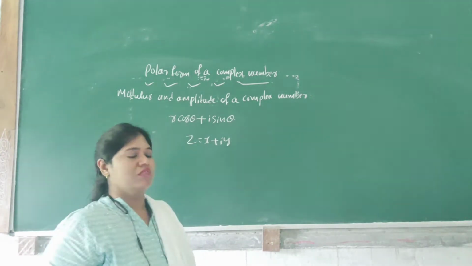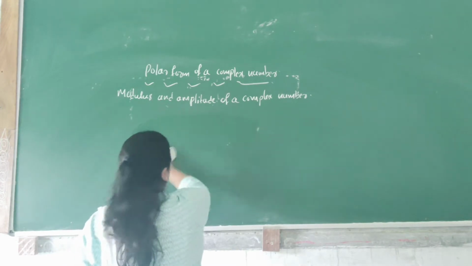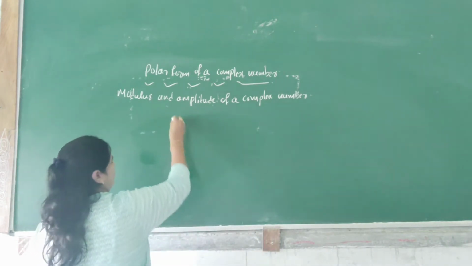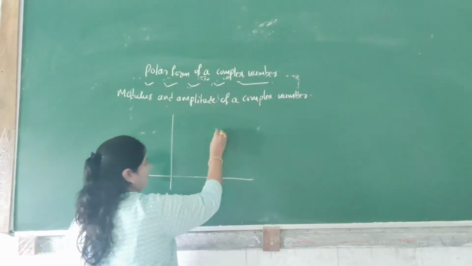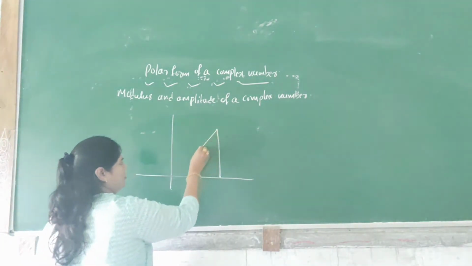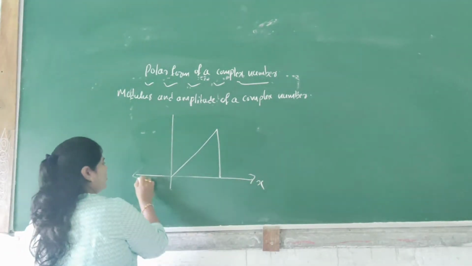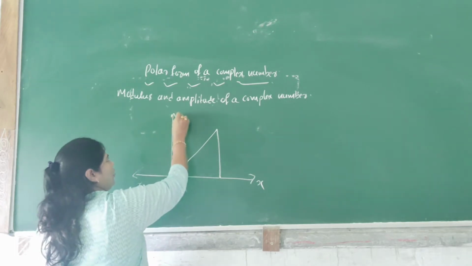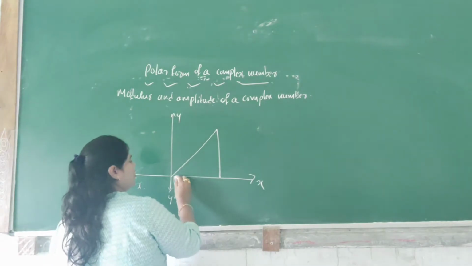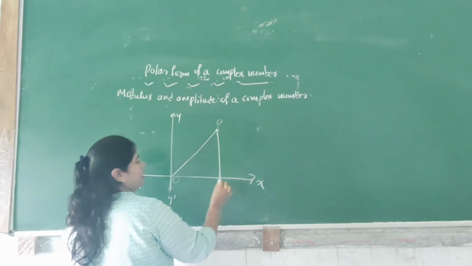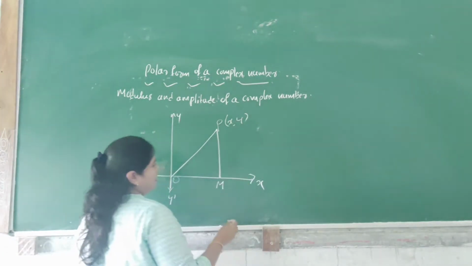Let us illustrate with an example. Let us write the figure diagram. So this one is the x-axis, this one is x dash, y-axis, y dash. So this one is the origin O, and P, M. P is (x, y).